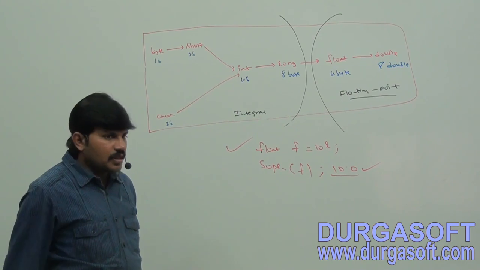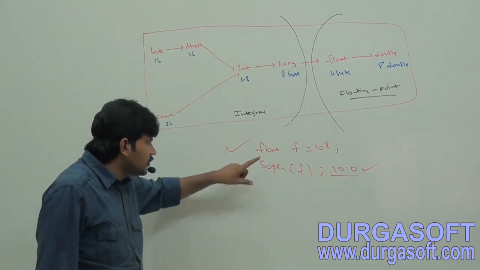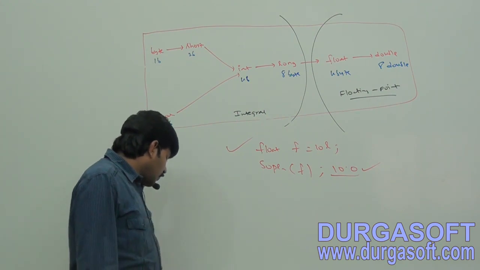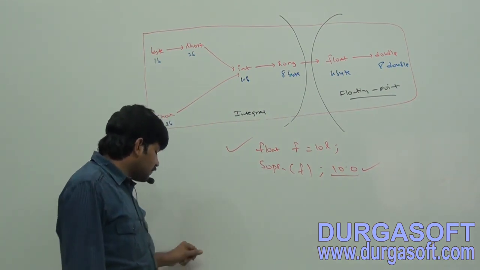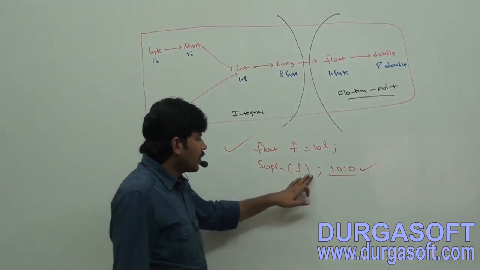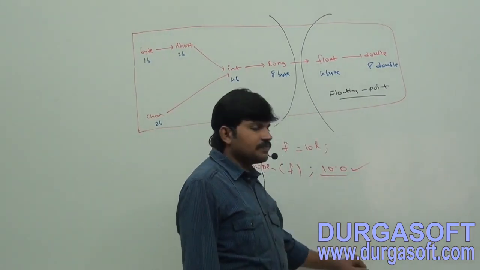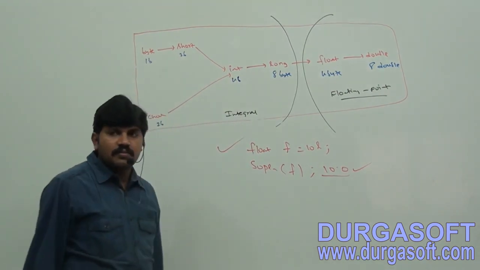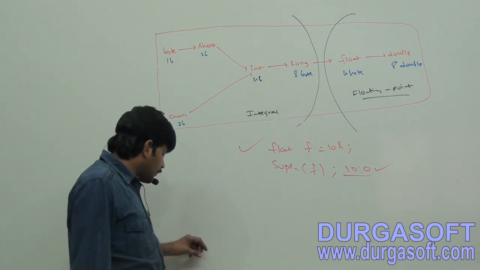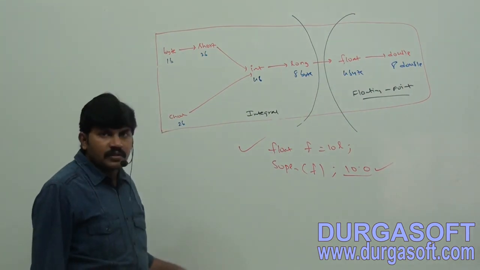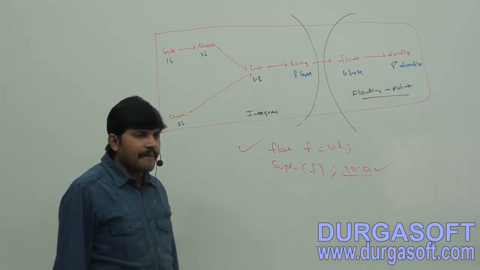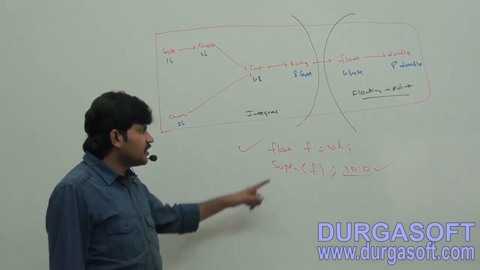Completed, right? Now take this one. Float f is equal to 10L, SOP of f. The answer is what? 10.0, like this. 10.0. Is it valid or not?